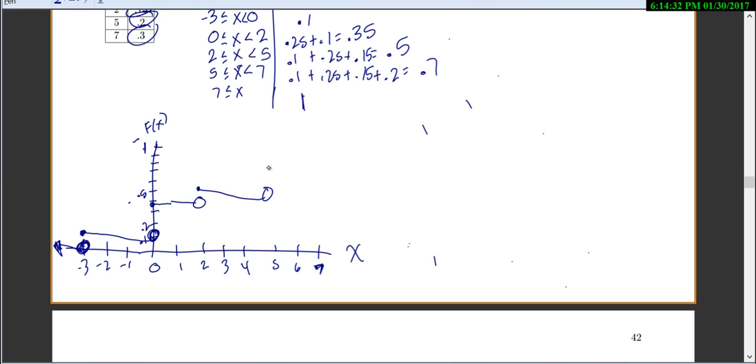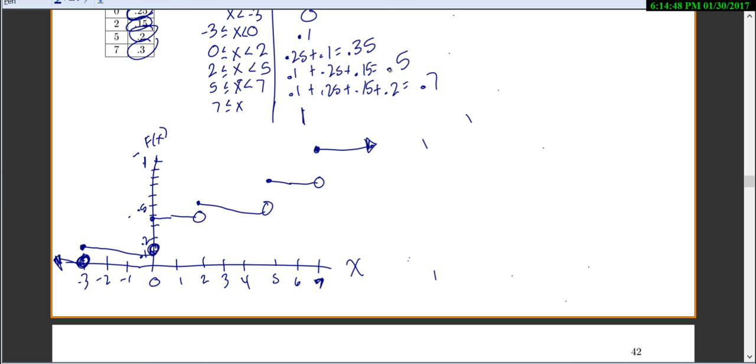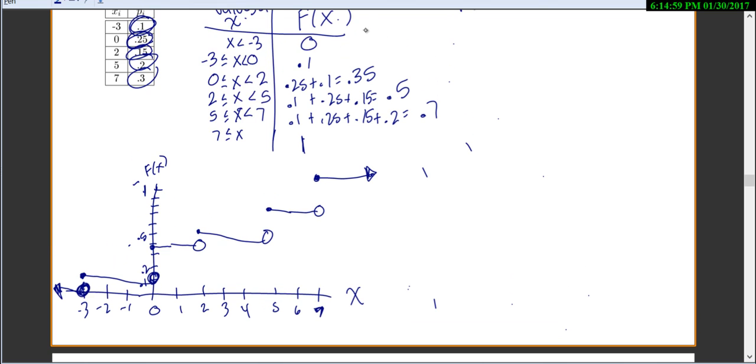And at 5, we jump up to 0.7. And at 7, we jump up to 1 and stay there forever. Okay, so any thoughts on that one? And again, don't worry, these are always hard, you have to think about it. It takes a little bit of practice.